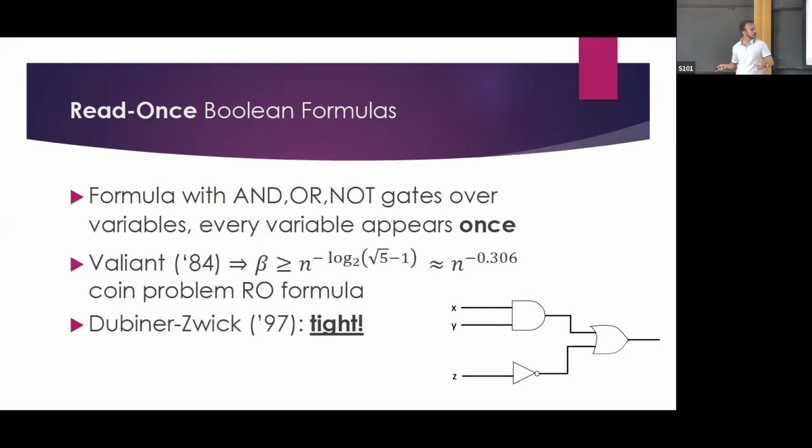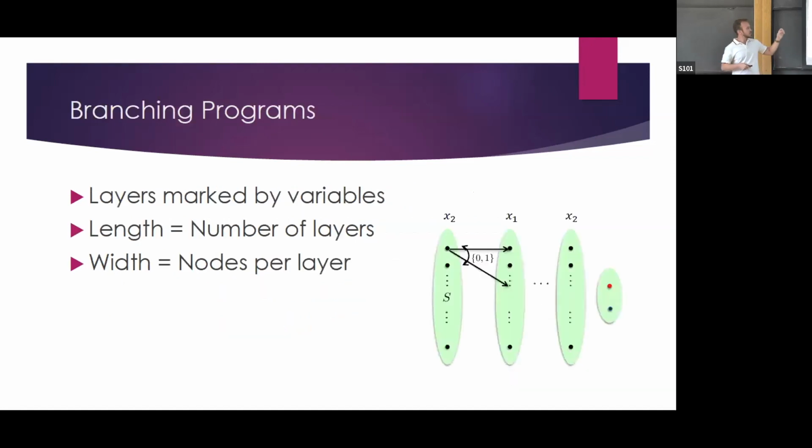And in fact, it was shown by Dubiner and Zwick about a decade later that this is tight. There is no read-once Boolean formula that can amplify more bias than that to a constant bias. So this is the best you can do with Boolean formulas. And we will come back to that in a bit. We are just going to define another model. This is the last one.